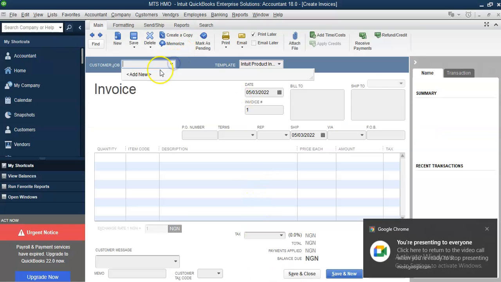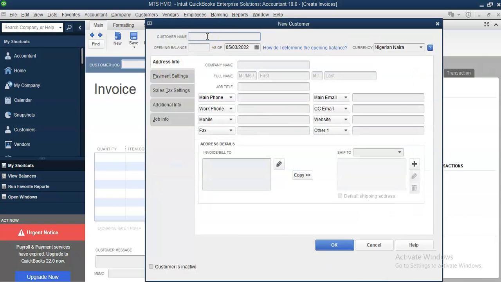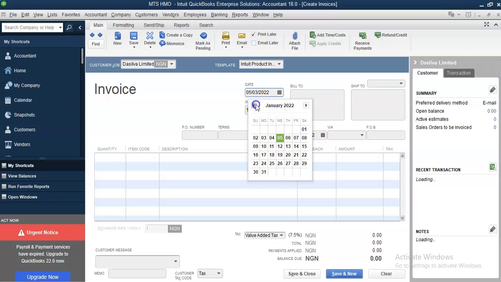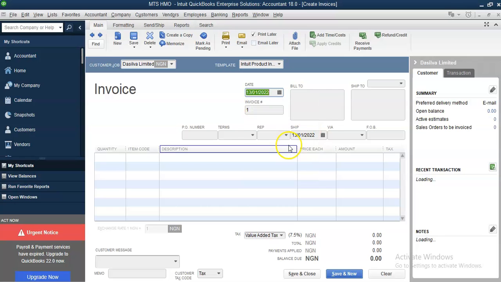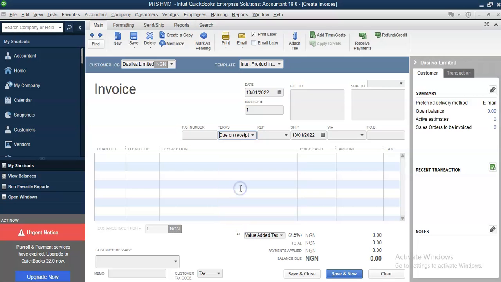Right, so you can quickly add a new customer here. Let's say the customer is Da Silva Limited, a corporate client. Are we good? Then you select the dates. Alright, so we select the terms of payment. Is it due on receipt? Is it going to be due in 15 days after? Is it 30 days after or 60 days after? Alright, so let's say due on receipt.